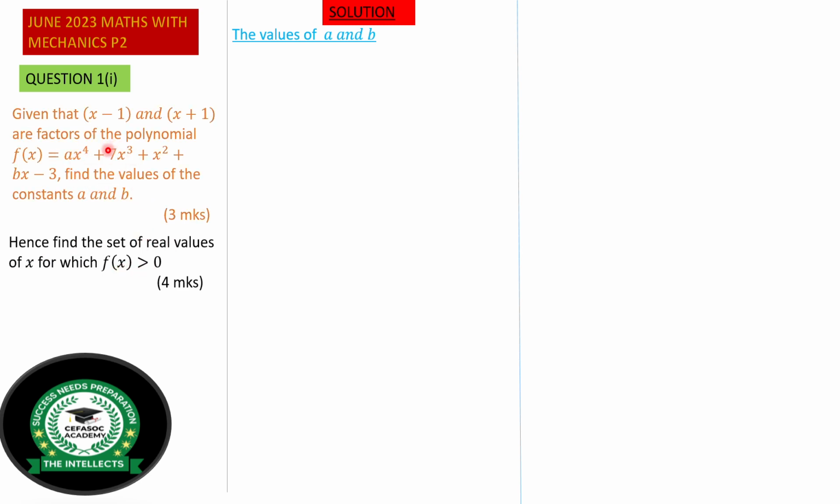So we are on the first part of the question. To find the values of a and b, we use the condition given in the question. It says these are factors. The first thing I do, I take the first factor. I will have x minus 1 equals 0, which implies that x equals 1. It is f of 1 that equals 0, and it implies that you replace 1 where you see x in f of x and equate it to 0.